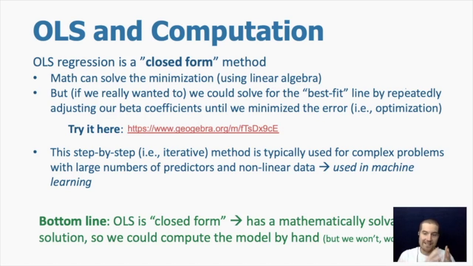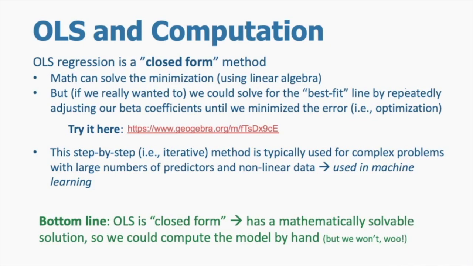A note here, just an aside, for those that are interested, OLS is what's called a closed form method. That means math can solve the problem alone. I call it the minimization, which is just because we're trying to find the line that is closest to all the dots, or the line that minimizes the residuals. And you can actually just use math to solve that.